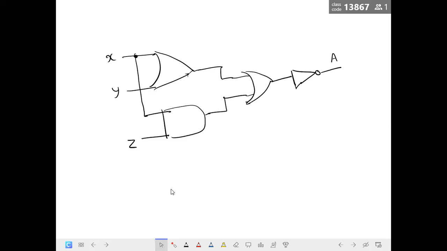Right, good. Fernando's one is also correct. Now let's derive the answer for here. This is an OR gate. Inputs are X and Y. So we can get the output as X or Y. Right. This is one. This is an AND gate. Inputs are X and Z. So because of this AND gate, we can write X and Z.